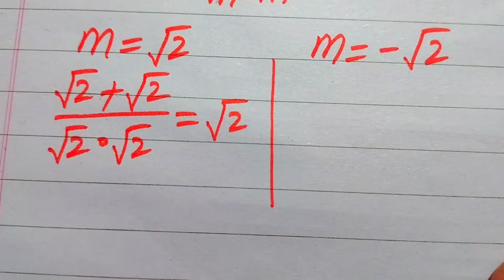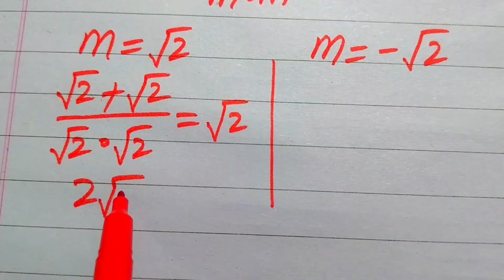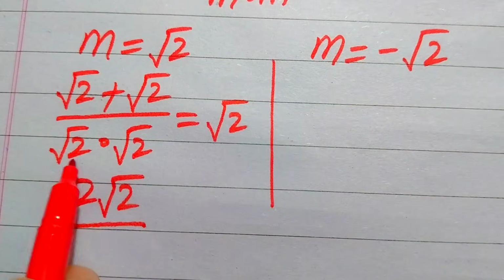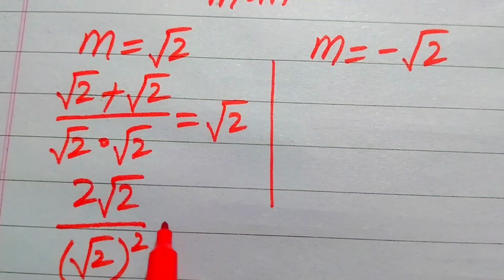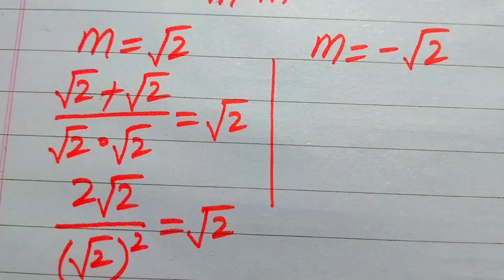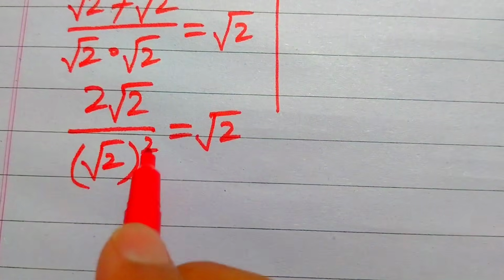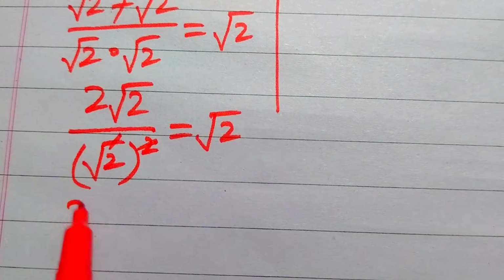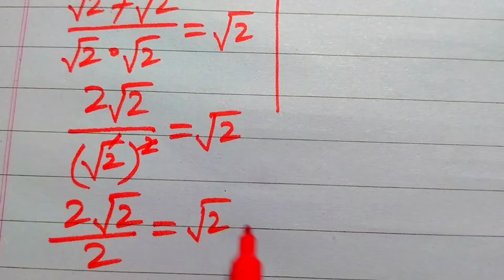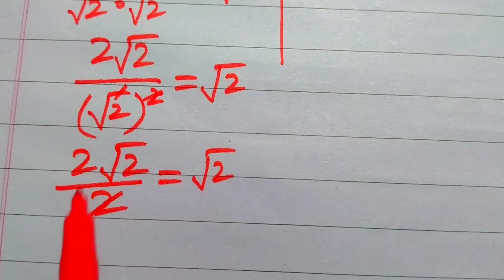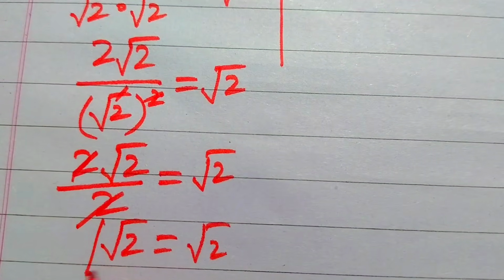So first we verify this root, and here you see that square root of 2 plus square root of 2 becomes 2 times square root of 2, and square root of 2 multiplied by square root of 2 becomes square root of 2 squared, and this is equal to square root of 2. So here we need more simplification, and this 2 and square root are gone, and we get 2 times square root of 2 divided by 2 is equal to square root of 2. And now you see that this 2 and this 2 are gone, and we get square root of 2 is equal to square root of 2.